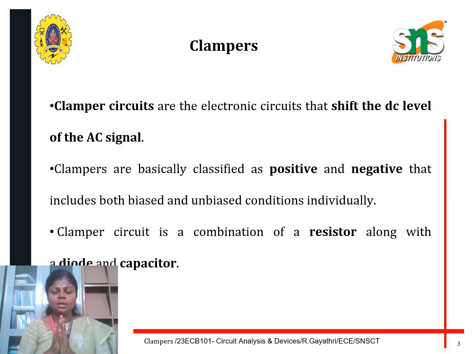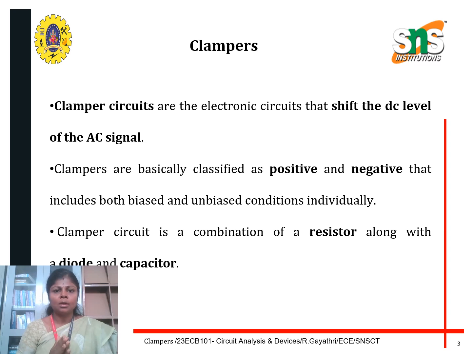The clamper circuit is used to shift the level of the input signal to a different level. Basically, the clamper is classified into positive clamper as well as negative clamper. The positive clamper represents the shift in the positive level, and the negative clamper represents the shift taking place on the negative side of the AC signal.